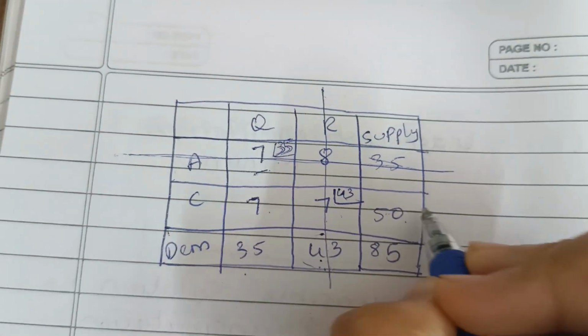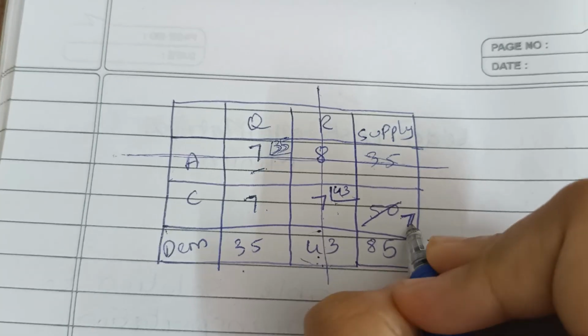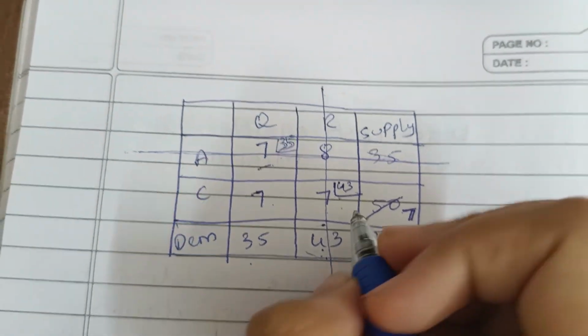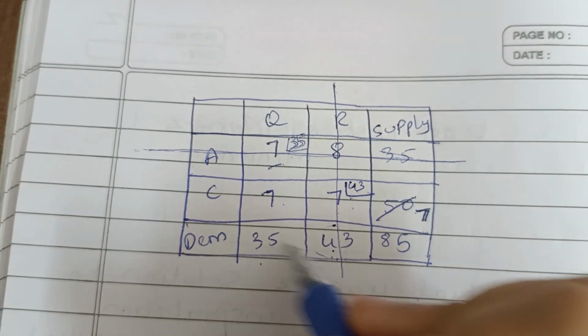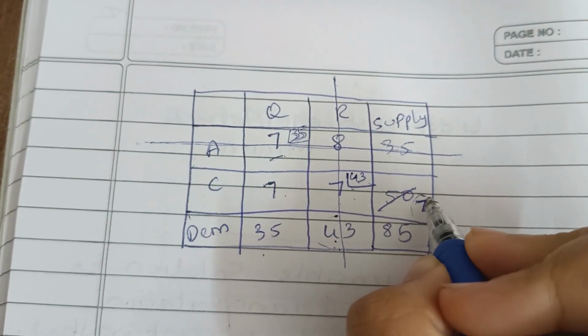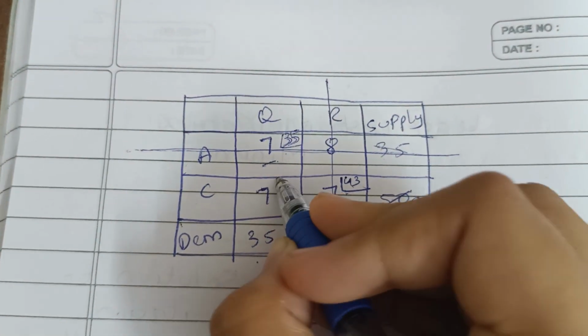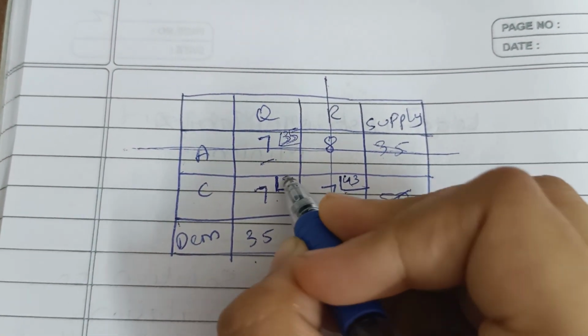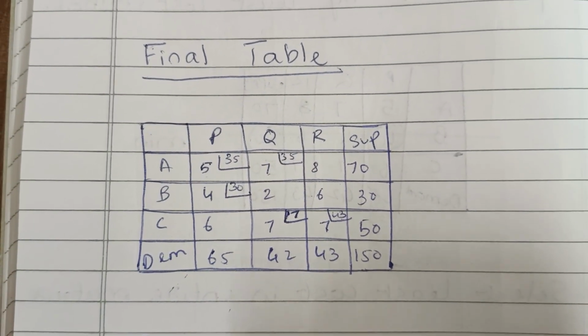After 43 is allocated, subtract the 43 from here, which gives 7. Now we are left with the C row, Q column. Between the C row and Q column, 7 is the minimum between supply and demand. So allocate the 7 to here. This is the final allocation table which we will get.